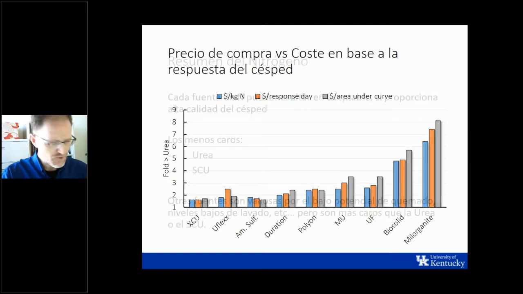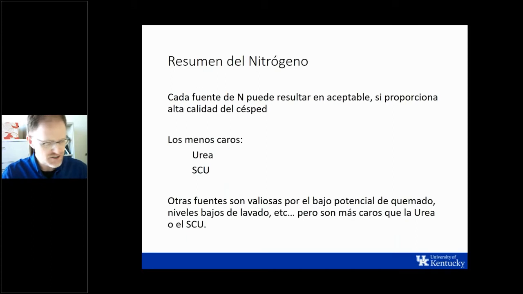Okay, last, in summary, each nitrogen source can result in acceptable, high quality turf. That's important to know. Any of these N sources can result in high quality turf. So if you happen to just like one N source and you've used it for years, great, continue to use it. Just understand that you're probably spending more for that result than you would for urea or XCU. Those two being the least expensive sources, and other sources provide value, as I mentioned: low burn, reduced leaching, and they just cost more.